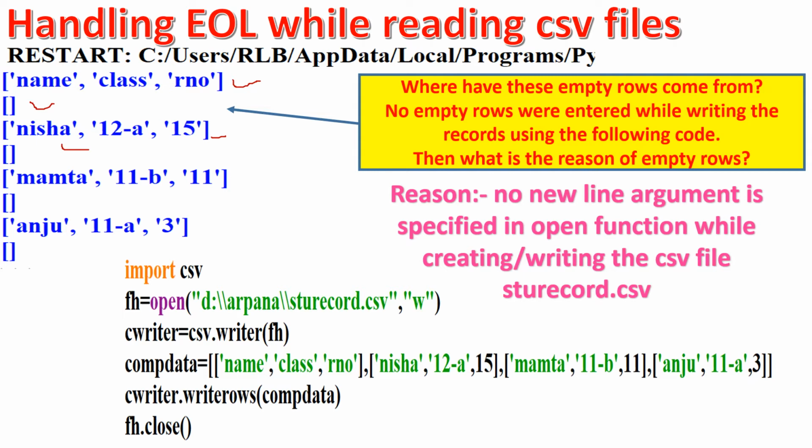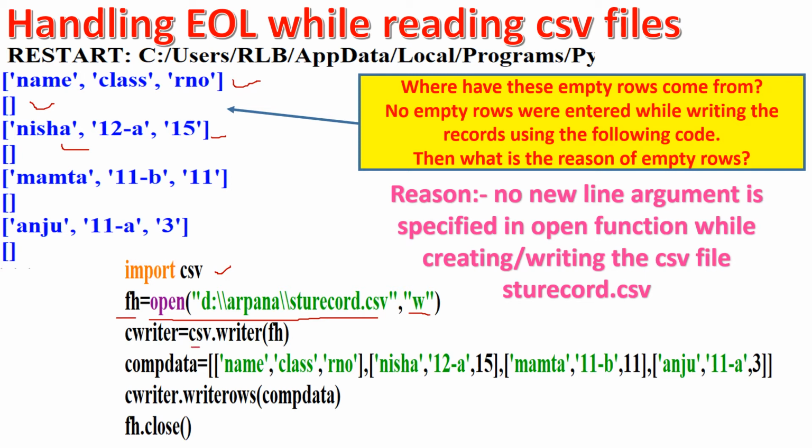So let us revise the code. First of all, you will import the CSV module. Next step is to open the file in which you want to write the record. Suppose stu_record is the name of the file, with .csv extension because you want to specify the file as a CSV file, and w as the mode to write. fh on the left hand side is the file handler.